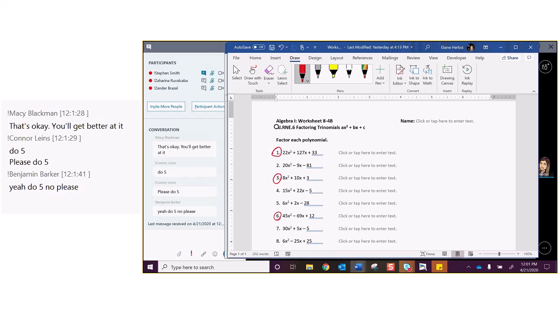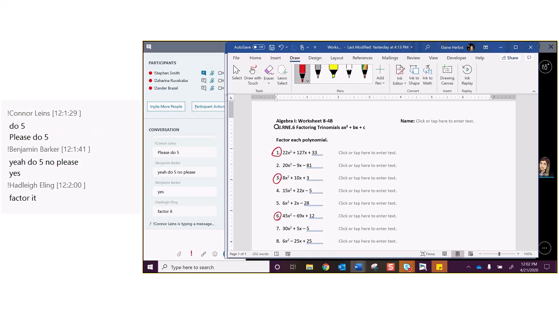Okay. Do you want me to factor out the 2 first, or would you like me to do it without factoring out the 2? That was a multiple choice question. You can't say yes, Ben. Connor says factor it out. No, Hadley says factor it out.